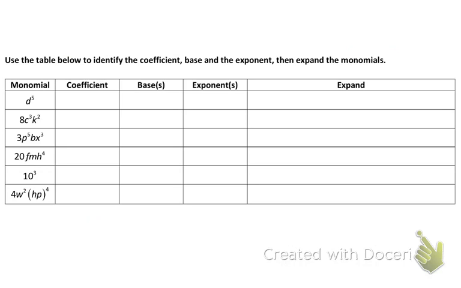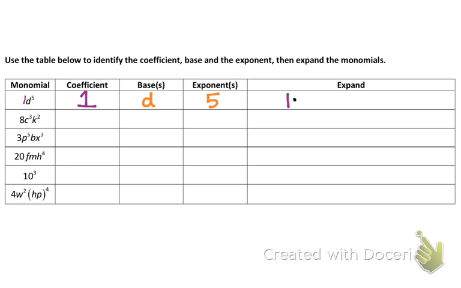Our first example, we have d to the 5th power. Although we can't see it, there is a coefficient of 1 in front of this first monomial. So our coefficient will be 1, and our base is the variable or number that's being raised to the power. So our base is the letter d being raised to the exponent or power of 5. So what would this look like expanded?